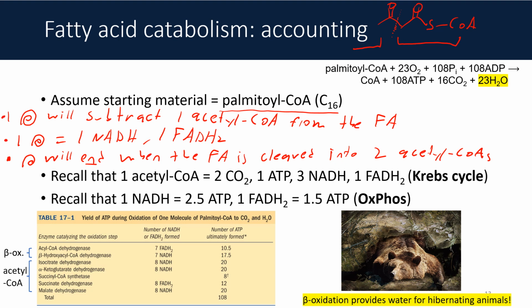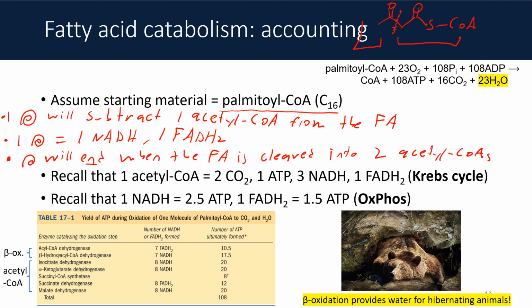It's got 2 carbons, all right? And we're going to replace this whole portion with another coenzyme A group. So that's why we only actually get 7 turns of the fatty acid spiral for something that is C16, like palmitoyl-CoA. The last step is going to generate 2 acetyl-CoAs at once.